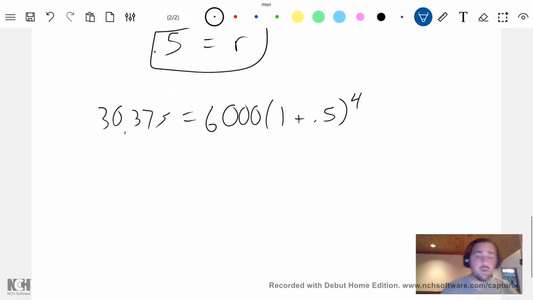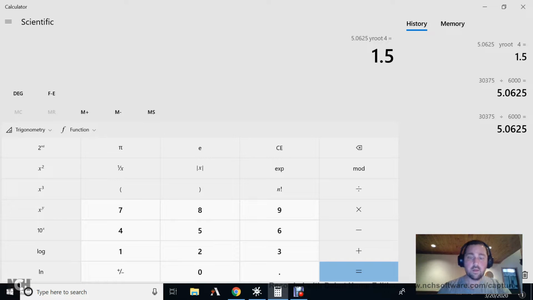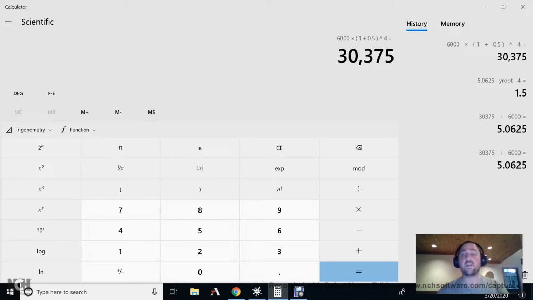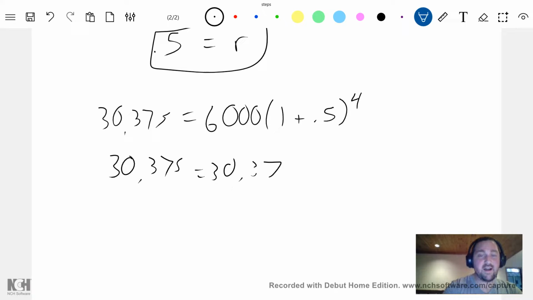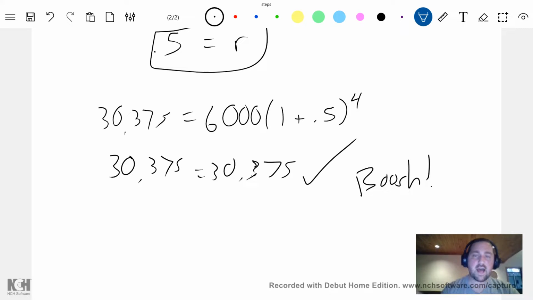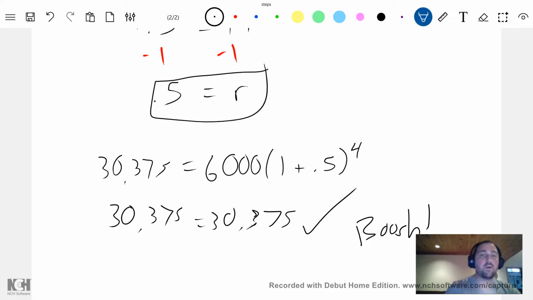So let's go to the calculator real quick. 6,000 times (1 plus 0.5) to the power of 4. And there we go, we got 30,375. We know, in fact, that if you get 30,375 equals 30,375, we put a big check there. We say boosh because we know we got it, and we have our answer. r is equal to 0.5. You will type 0.5 in for your answer for the problem.